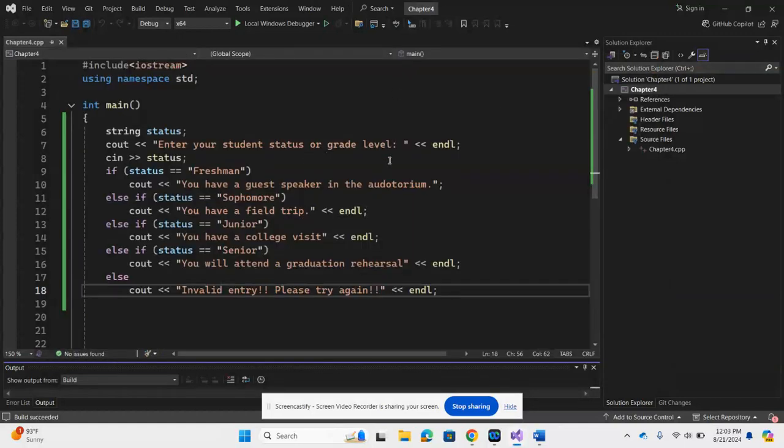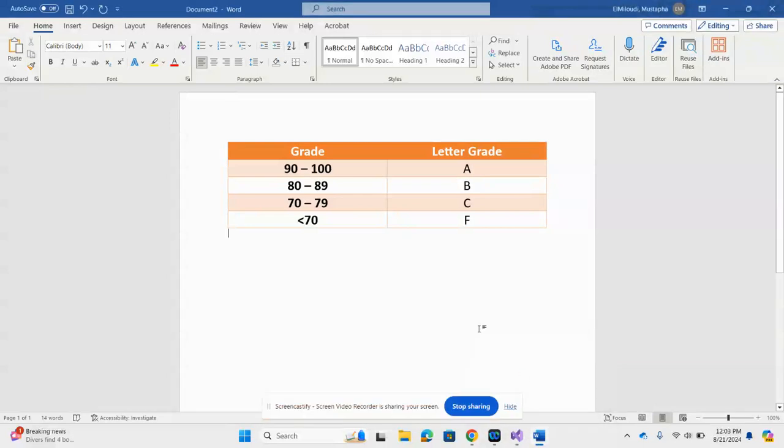Now, what about if we have a range of values? Let me give you an example here. Let's say this is a grade scale. Okay. If the student gets a grade between, look, we have a range, not a specific value. If the student gets anything between 90 and 100, he will get A.